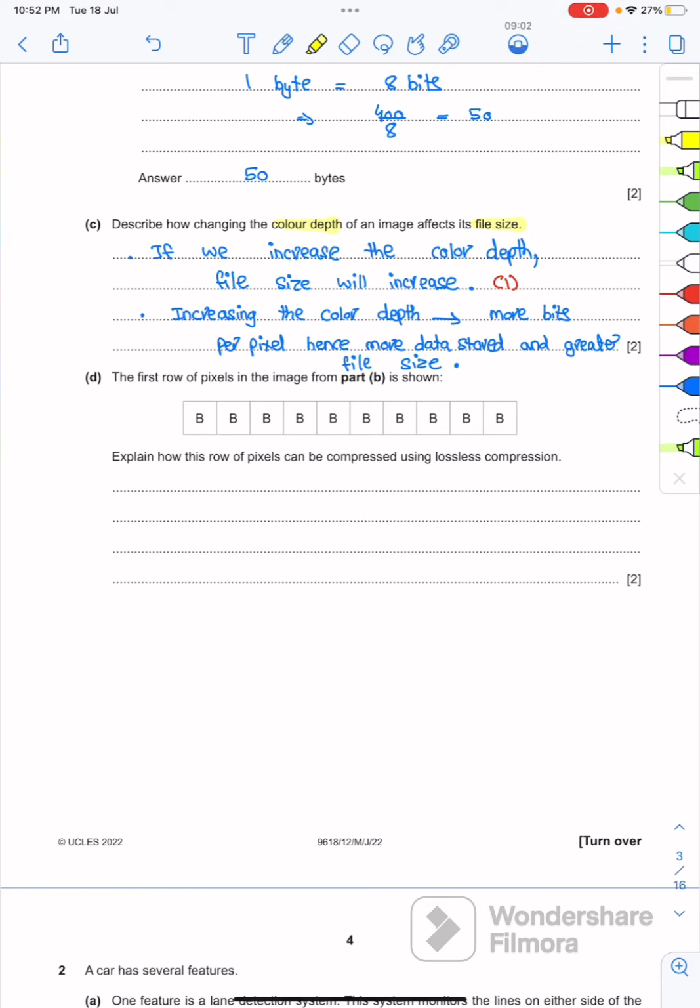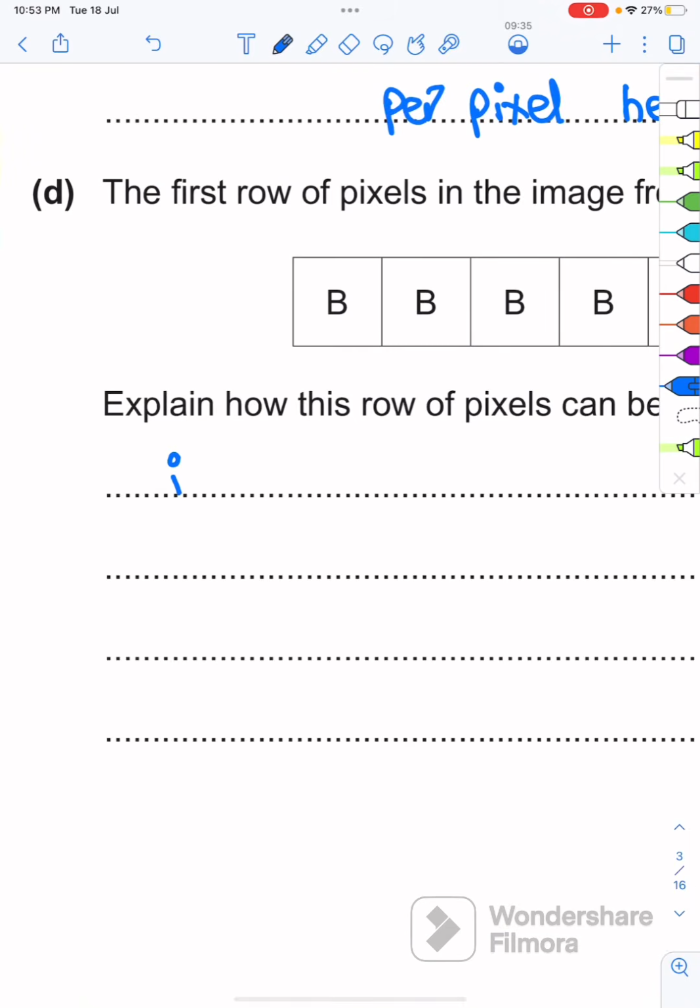The first row of pixels in the image from part B is shown. Explain how these pixels can be compressed using lossless compression, right? So now they've specified that it is lossless compression. There are 2 compression techniques that you're asked to learn in the syllabus. One of them is lossless compression, as they've said. The other one is lossy compression, right? So we cannot use a lossy compression technique, which is where you reduce the resolution, you can crop the image, etc. So we cannot use those techniques. Now the lossless compression that you can use, and you get 1 mark for just stating this, is run length encoding.